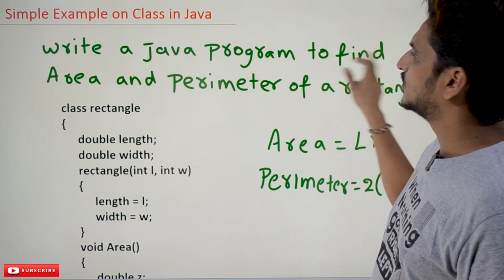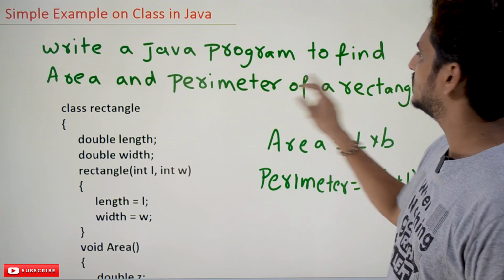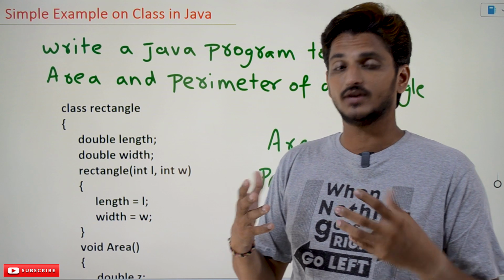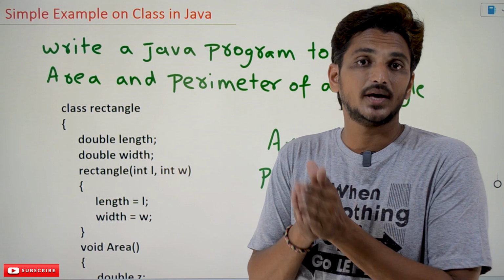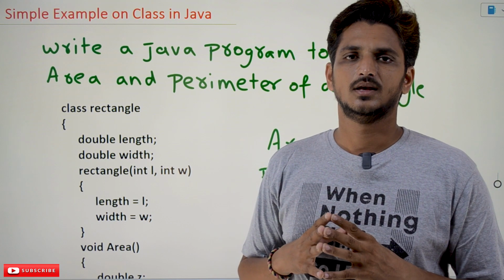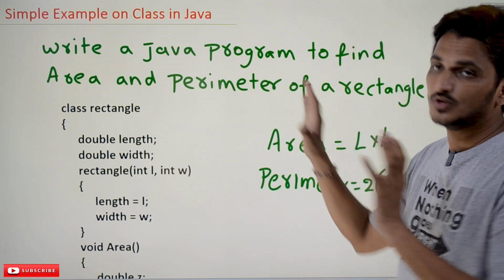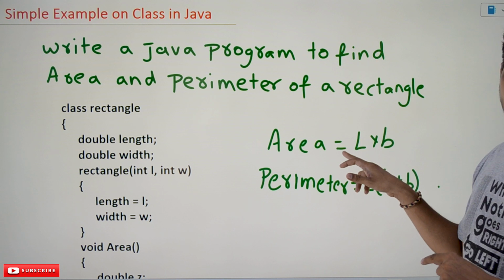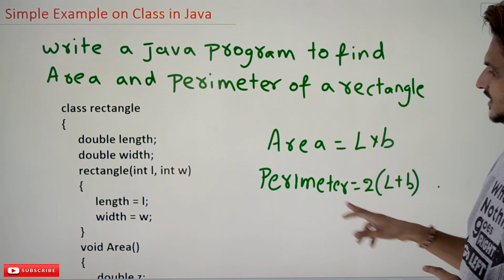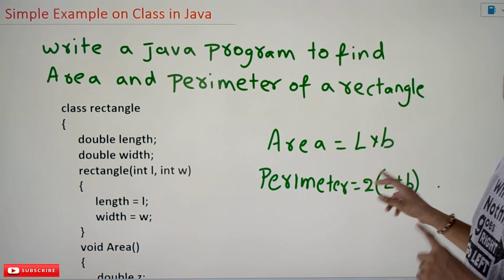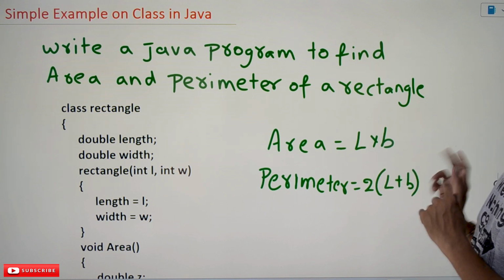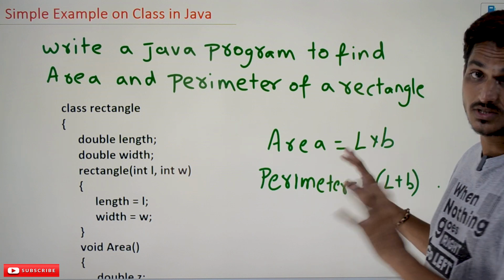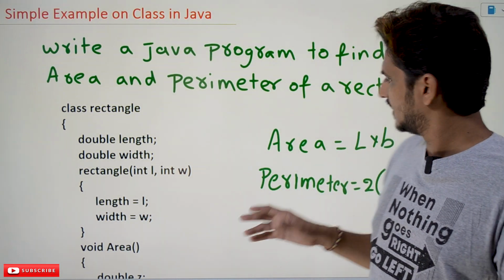Write a Java program to find the area and perimeter of a rectangle. We need to write a program that finds the area and perimeter of a rectangle. From the question you need to understand that the area of a rectangle is given as length multiplied by breadth. The perimeter of a rectangle is given as 2 multiplied by length plus width. These are the equations.